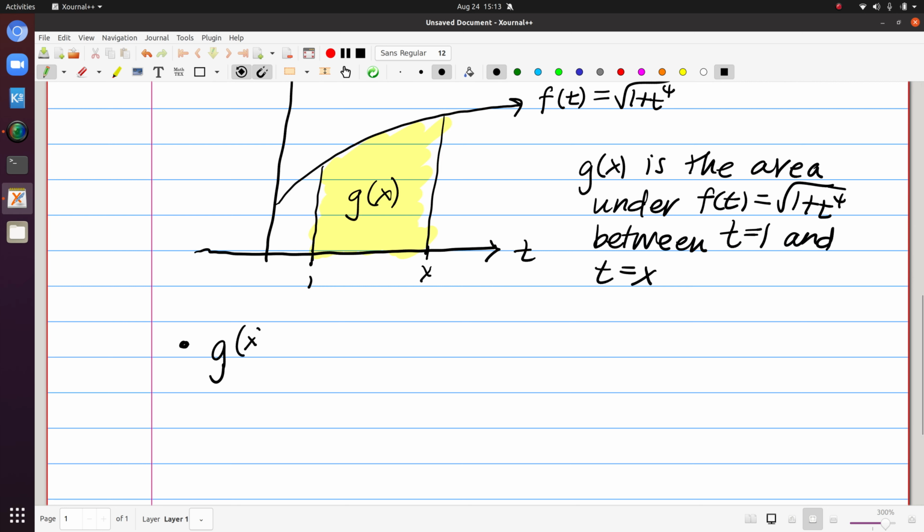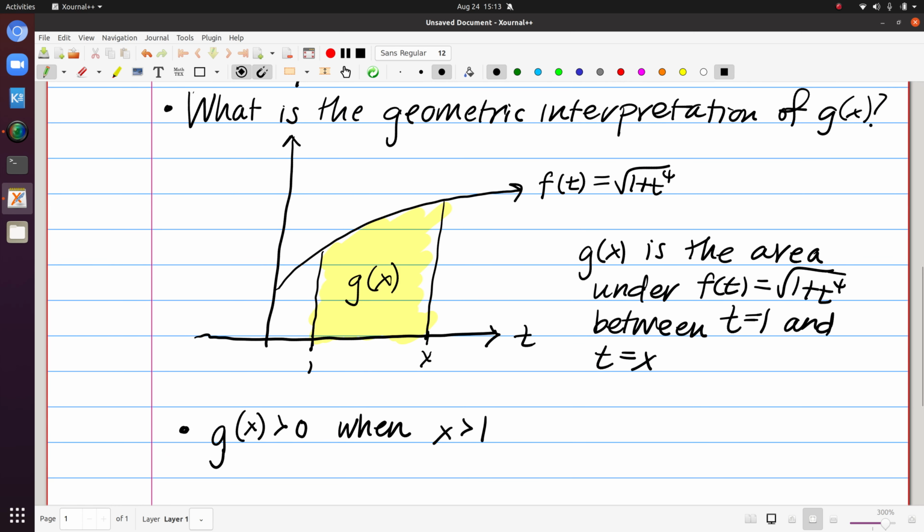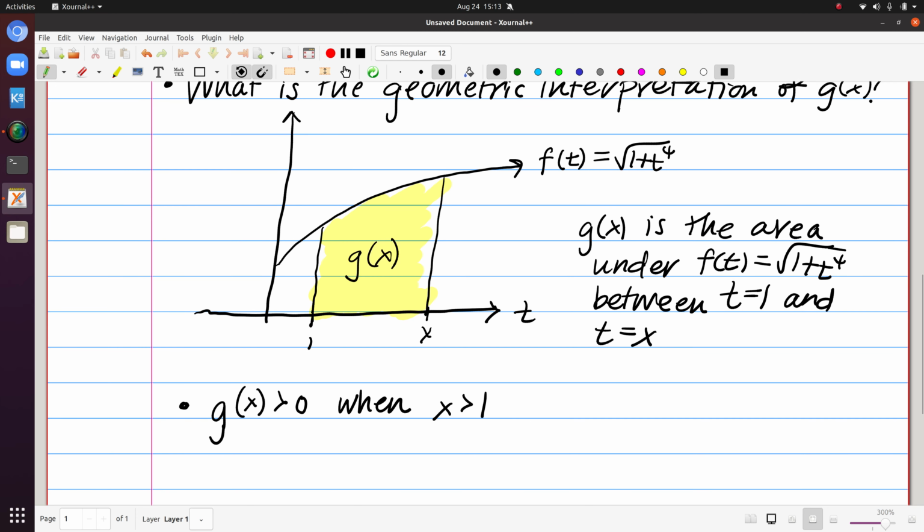G of x is going to be positive when I plug in an x value that's greater than 1. So if we think about y, notice that the integrand is positive, so our heights are positive. And if I plug in something to the right of 1, then we're going to have a positive delta x as well.